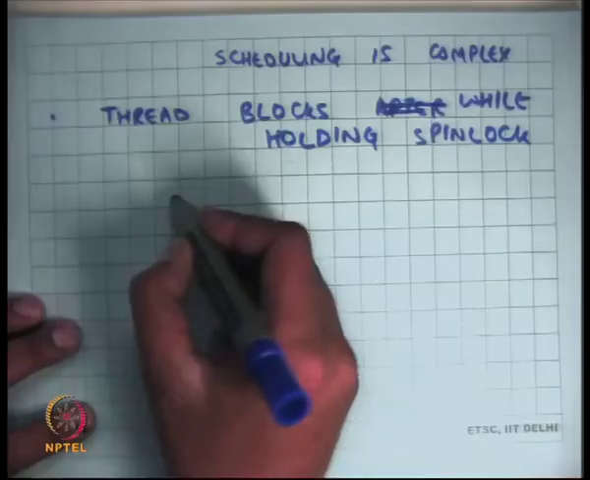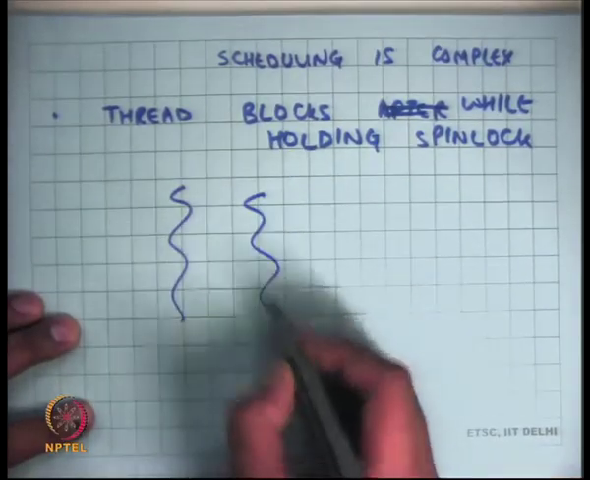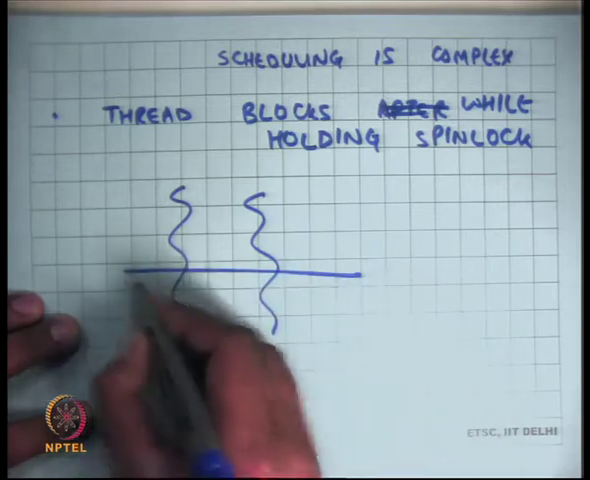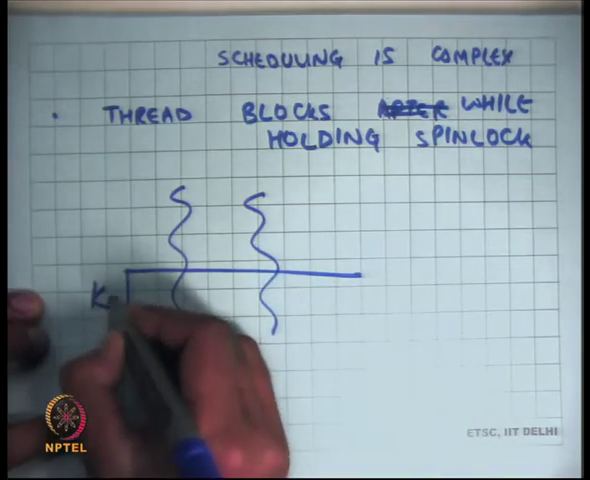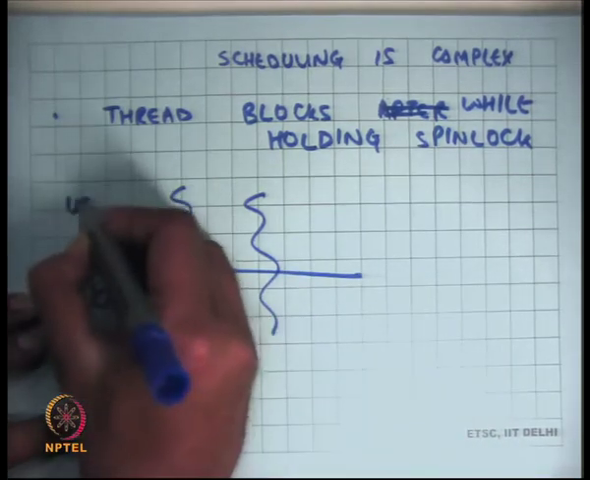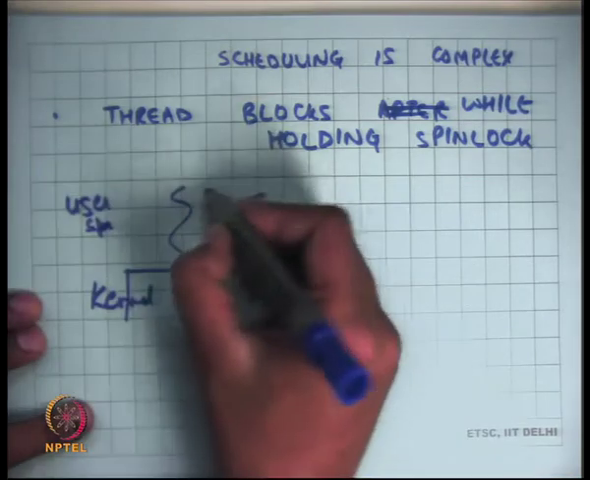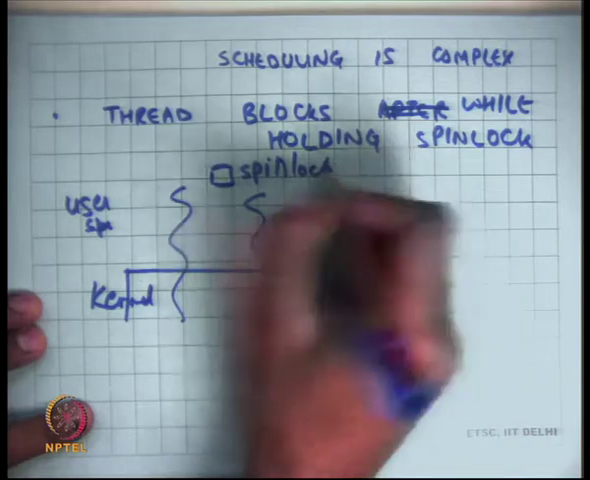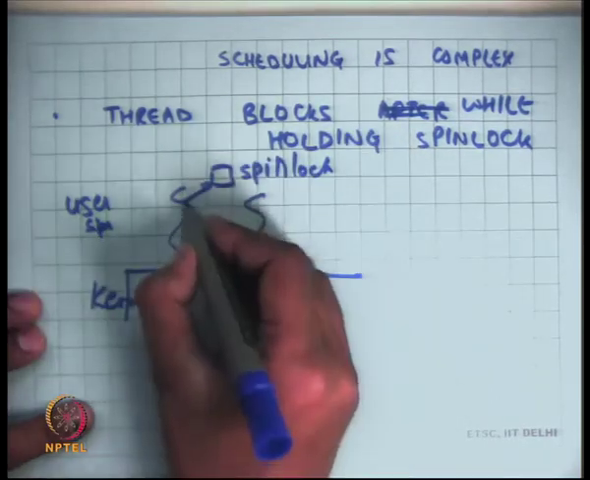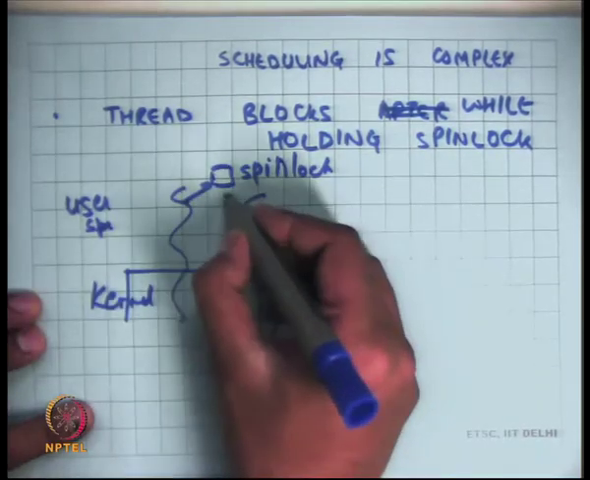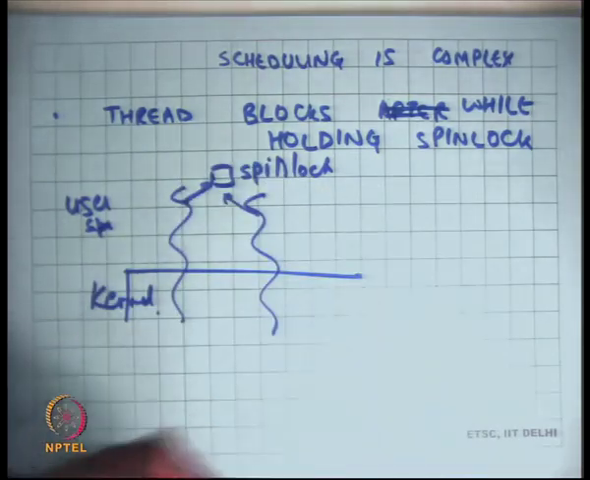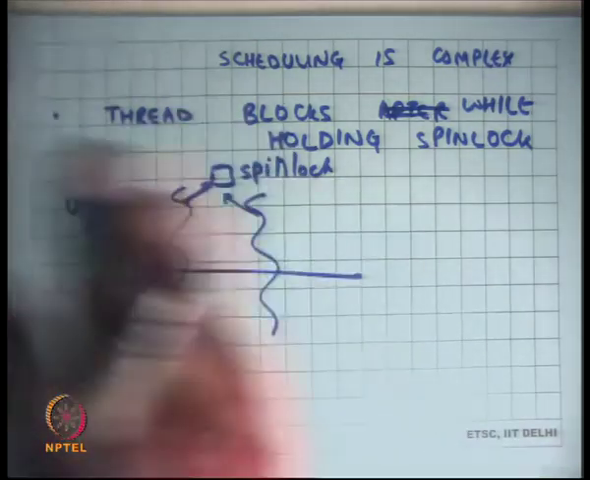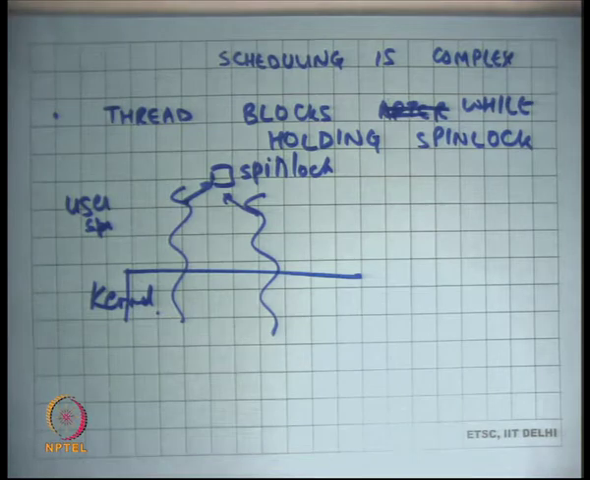So here's an example. Let's say there are threads, and this is kernel space, and this is user space, and they are basically having a spin lock here. This thread can call acquire on this, and this thread can call acquire on this, and the kernel has no idea that there's a spin lock going on. This acquire has nothing to do with clearing of interrupts or anything of that sort. These are spin locks for threads.